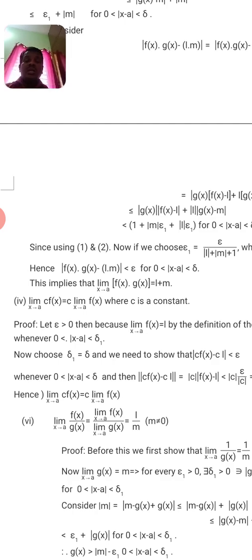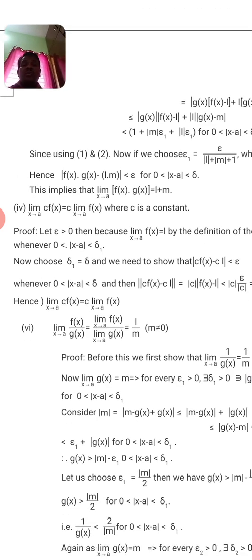This implies that limit x tends to a of f(x) into g(x) is equal to L into m. Okay. The fourth property is limit x tends to a of c into f(x) is equal to c into limit x tends to a of f(x), where c is a constant.